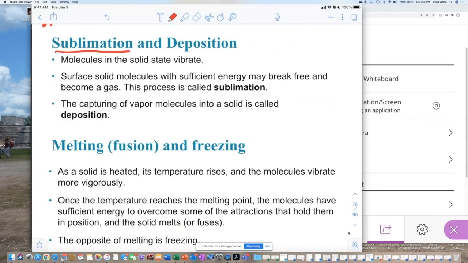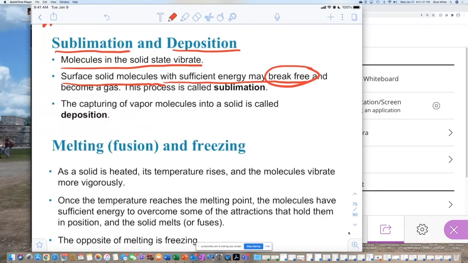It's talking about sublimation and deposition. Sublimation is going, it says here, molecules in a solid state vibrate. The surface solid molecules with sufficient energy may break free. There we go again. It's like the molecules are not happy being held back by intermolecular force. It almost seems like intermolecular force is some kind of unhealthy relationship, right? Because all you're seeing here is all these molecules trying to break free. Like, please help, free me, right?